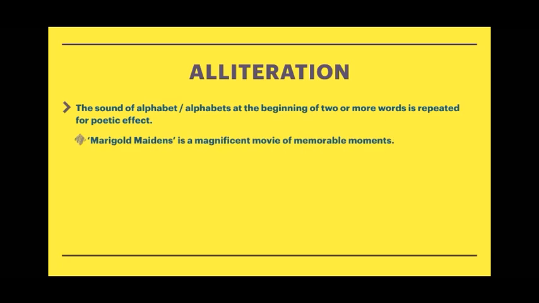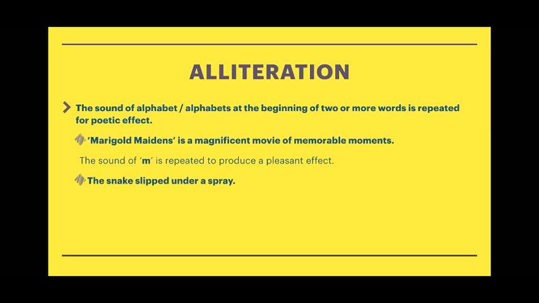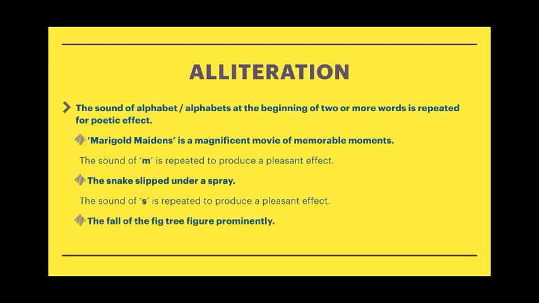Marigold Maidens is a magnificent movie of memorable moments. So in this sentence, children, we see that the sound of M is repeated to produce a pleasant effect. Only the first sound is repeated. The snake slipped under a spray. The sound of S is repeated to produce a pleasant effect. The fall of the fig tree figure prominently. The sound of F is repeated to produce a pleasant effect. So in all these three examples, the first beginning sound is repeated.